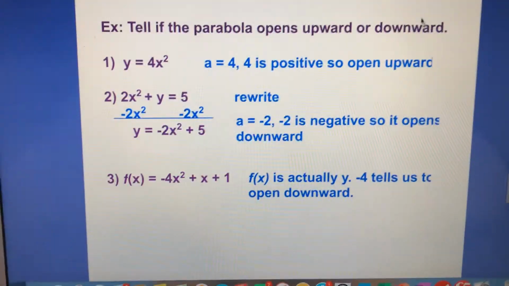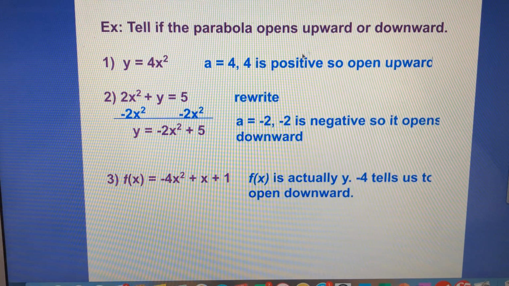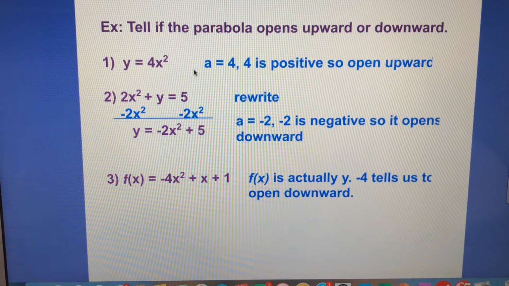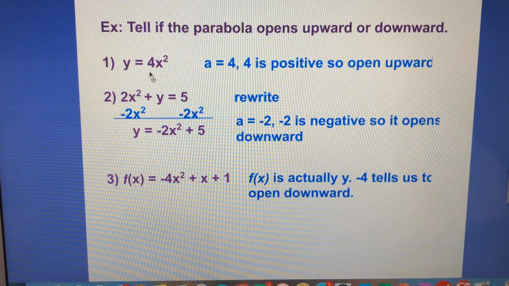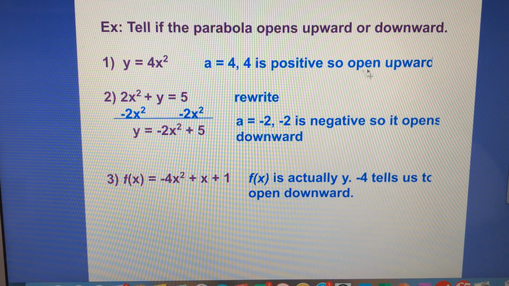See if you can tell if the parabola opens upward or downward on each of these. Go slow with me so you don't see the answers immediately. Y equals 4x squared. A equals 4. 4 is positive, so it opens upward.